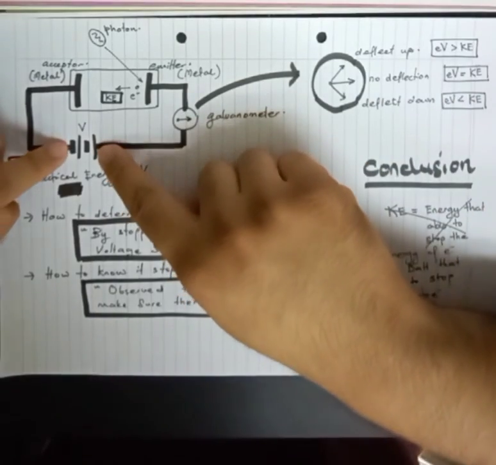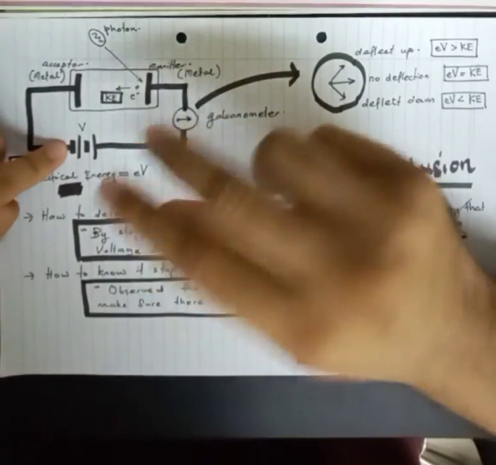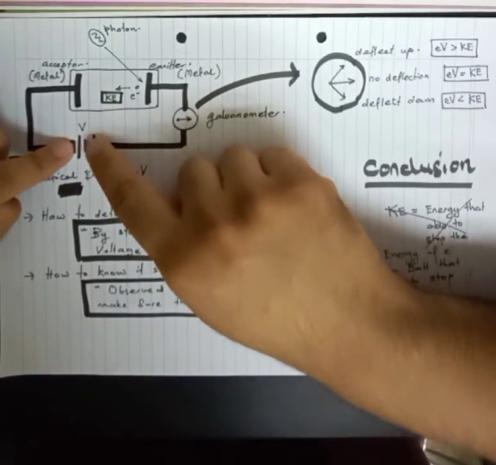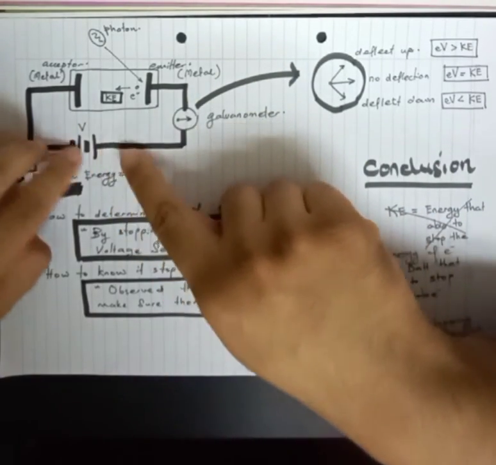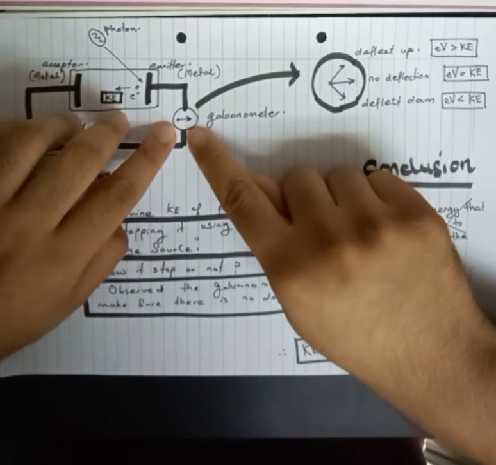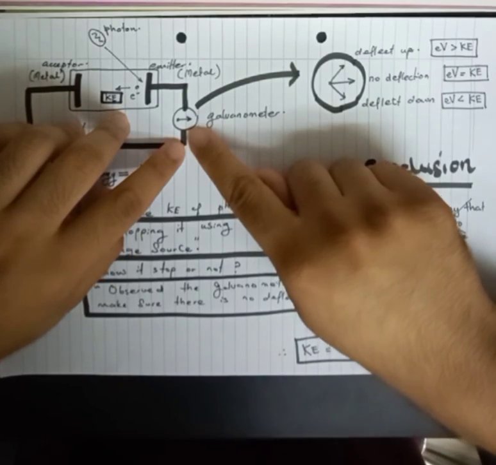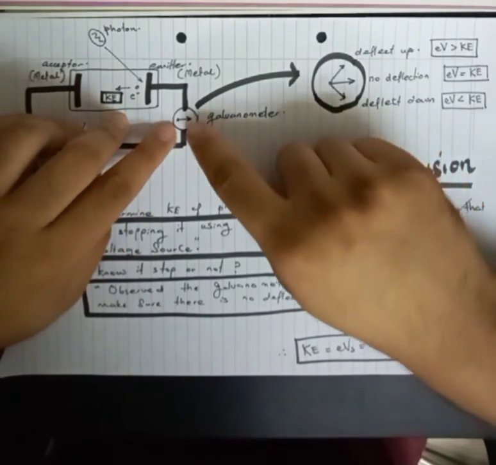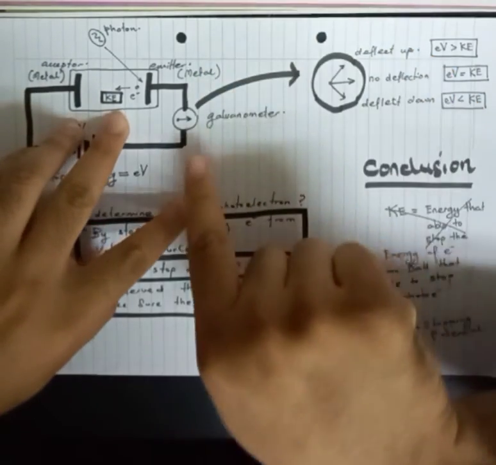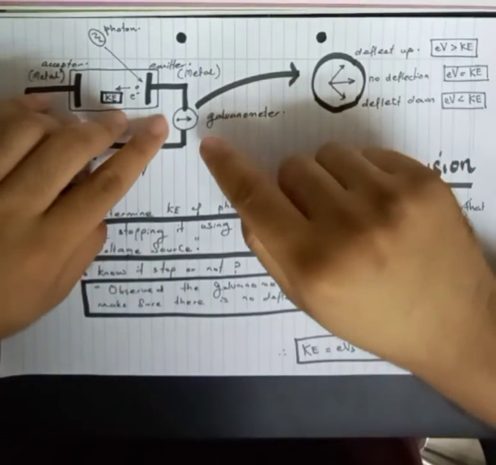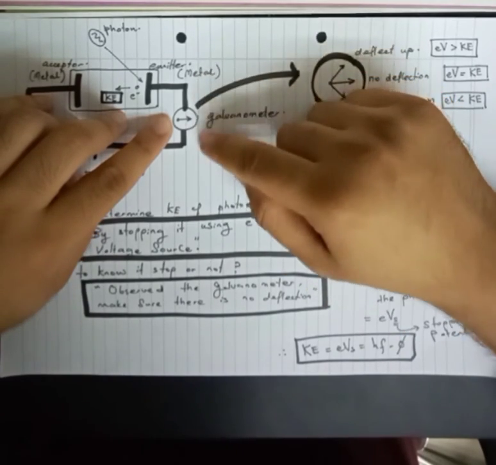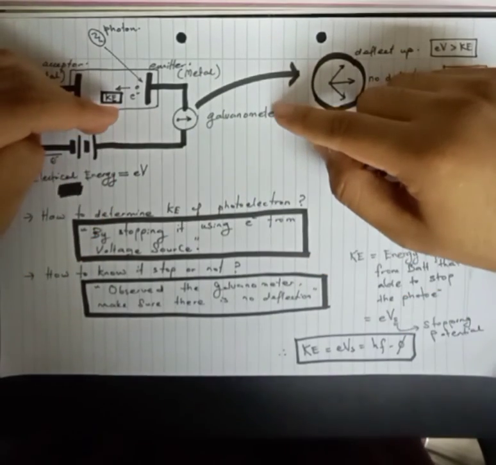Okay, and we have the battery, which we can change to different voltages, so we can say the voltage of the battery is variable. And also we have the galvanometer. The galvanometer is used to detect the direction of current. If the needle of the galvanometer deflects up, that means there is current flowing upward. If the needle deflects down, that means there is current moving downward.